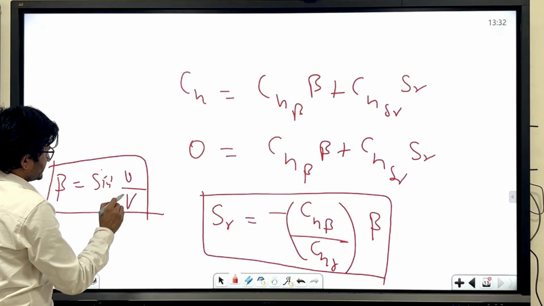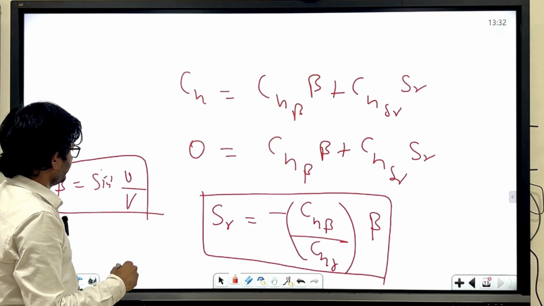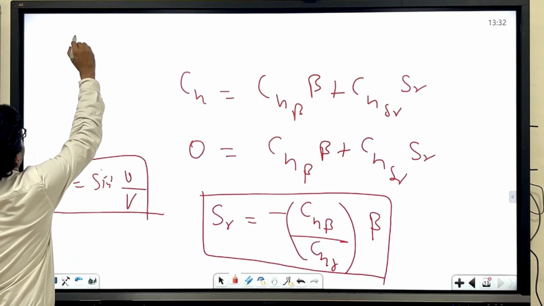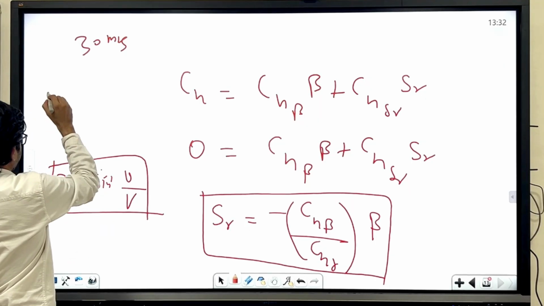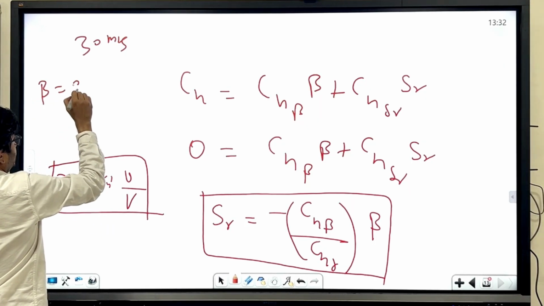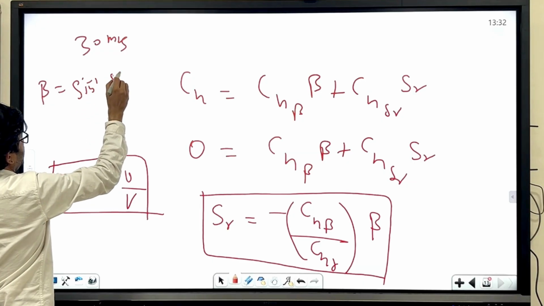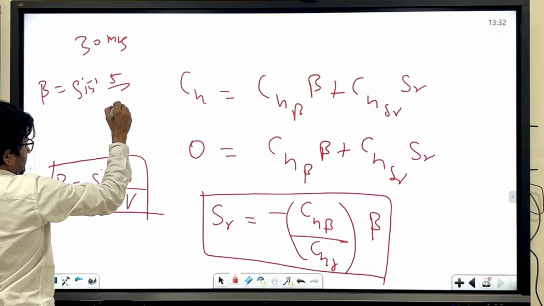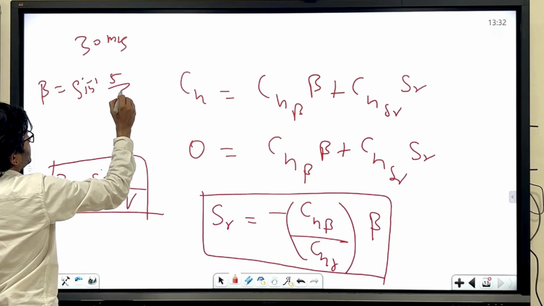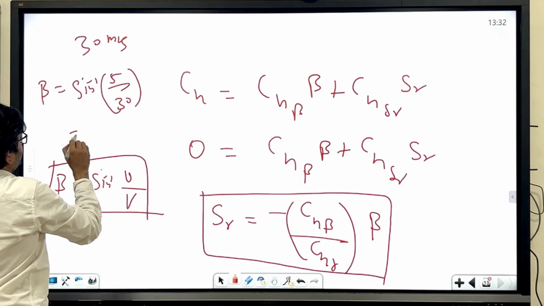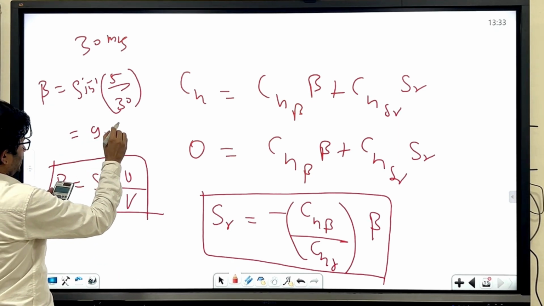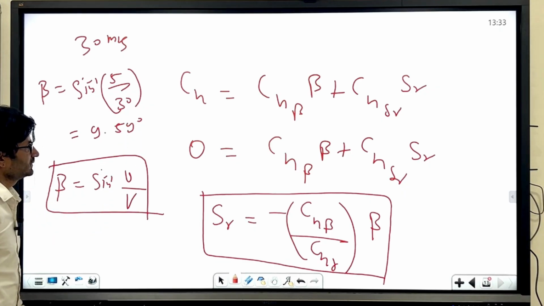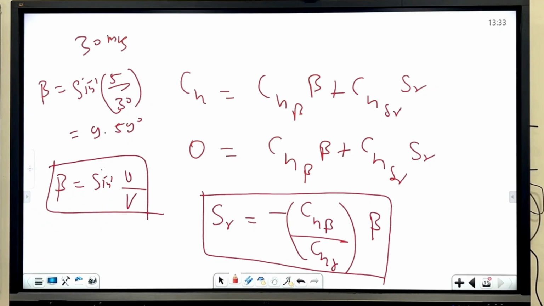Okay. So let's say your aircraft has a velocity of 30 meters per second and a crosswind of 5 is coming. Can you tell me what the angle is? Sine inverse 5 divided by 30. Can you tell me the answer? What is the beta coming? 9.59 degrees, right? Your beta is coming, right?